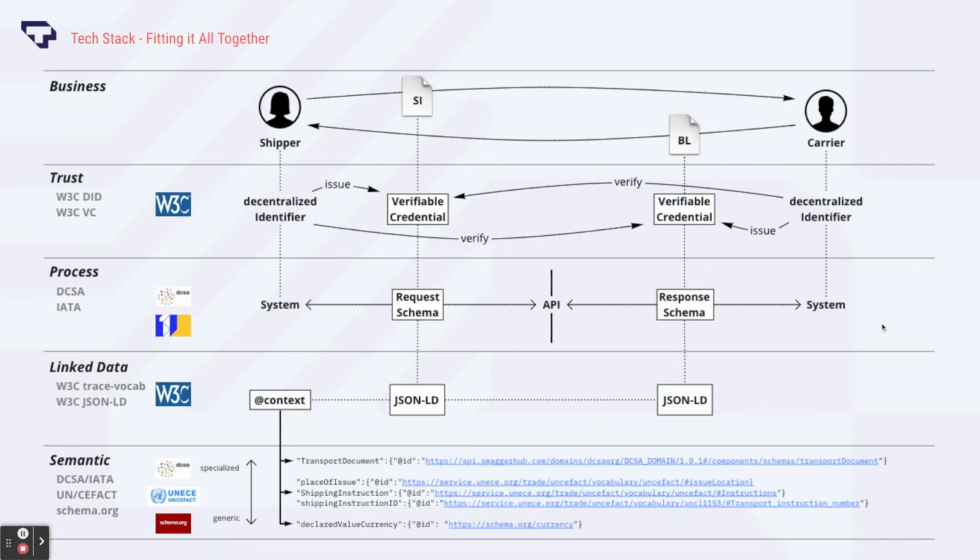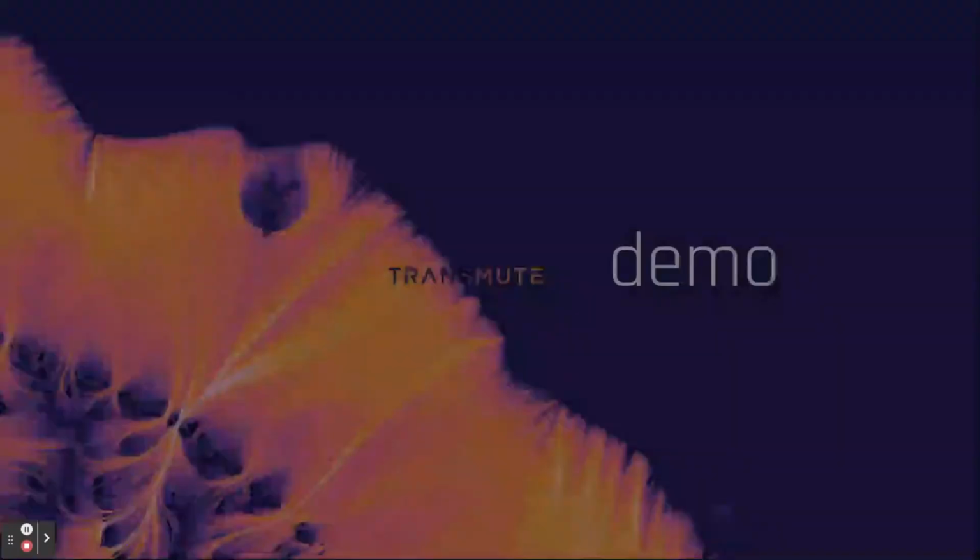One level further down, on the process side, you have organizations like DCSA and IATA who define specific processes and use cases and the APIs that support them. And as part of those APIs, you have request schemas and response schemas that support them. One level further down is the JSON-LD overlay, which defines the terms of those schemas by use of the context element, pointing, like I just said before, to the various places where these terms are defined.